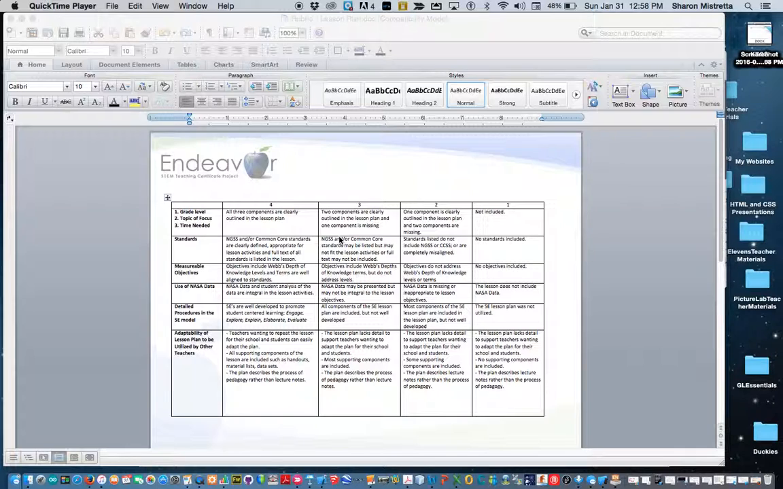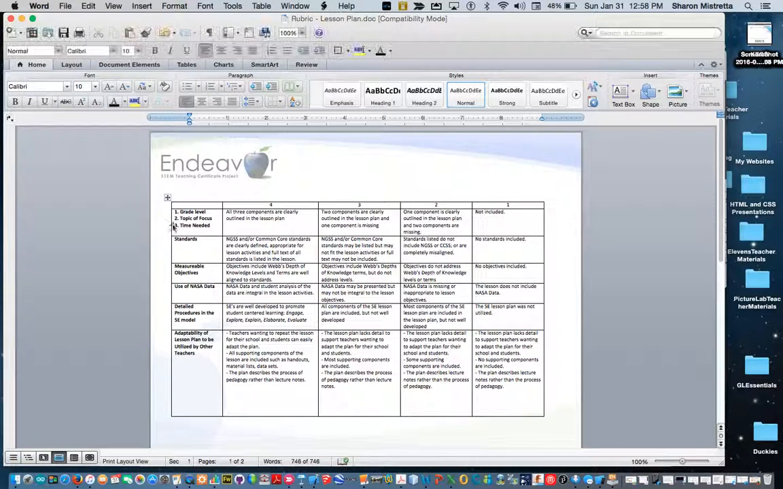What we did was we had placed the common categories that Endeavor classes usually look for in a lesson plan from our teachers, from our students. The first row essentially just names the grade level, topic of focus, and time needed.